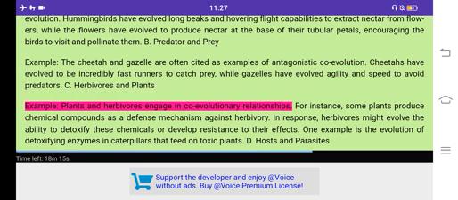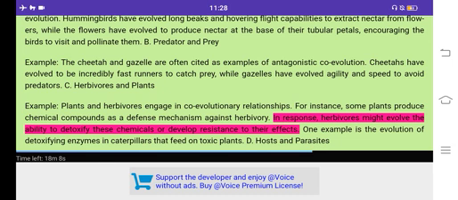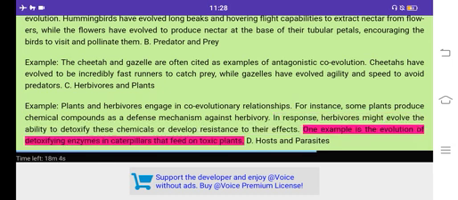C. Herbivores and plants. Example. Plants and herbivores engage in coevolutionary relationships. For instance, some plants produce chemical compounds as a defense mechanism against herbivory. In response, herbivores might evolve the ability to detoxify these chemicals or develop resistance to their effects. One example is the evolution of detoxifying enzymes in caterpillars that feed on toxic plants.